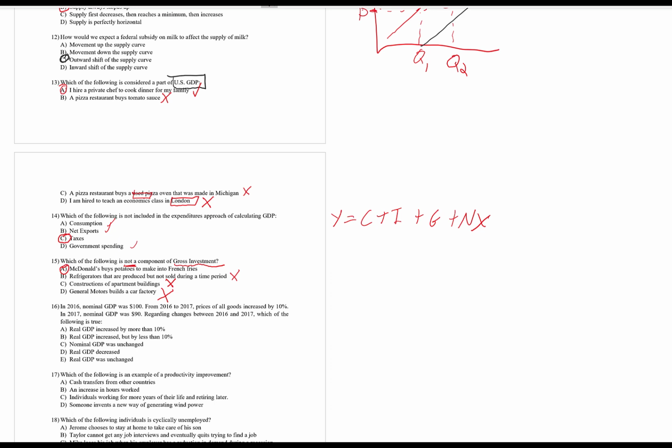Okay, so in 2016, nominal GDP was 100. In 2017, it went down to 90. So from 2016 to 2017, nominal GDP went from 100 to 90, so it decreased 10%. Prices of all goods increased by 10%. So that would be saying that there was 10% inflation. The price of the CPI went from 100 to 110. So it increased 10%.